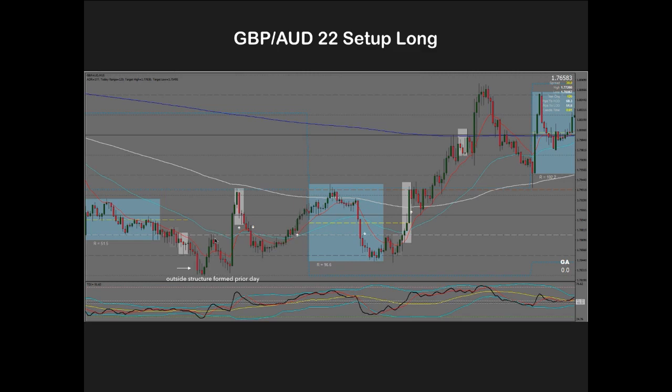Right, so a nice clear W structure prior day that forms this low. Right, you can see here the blue tracer is formed from the first leg of this outside structure here. The second leg is formed, and then we go into Asia.